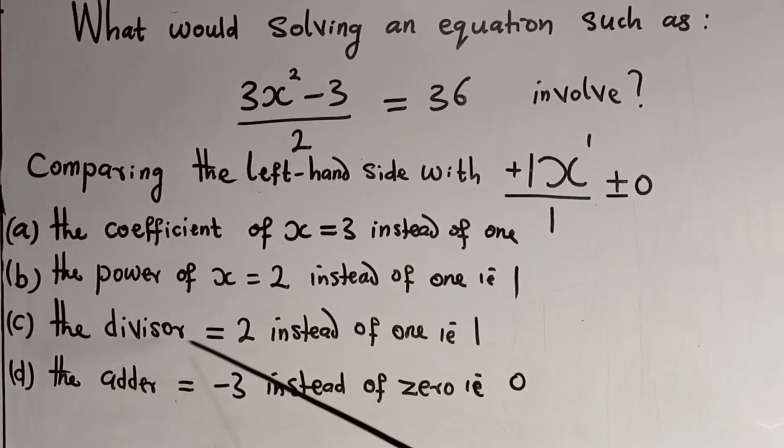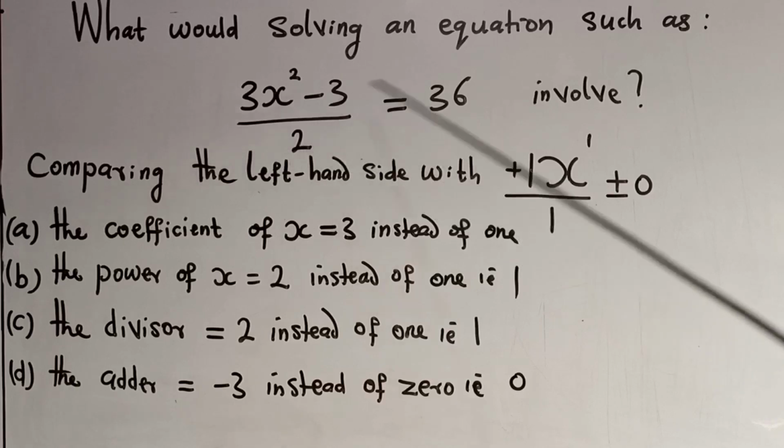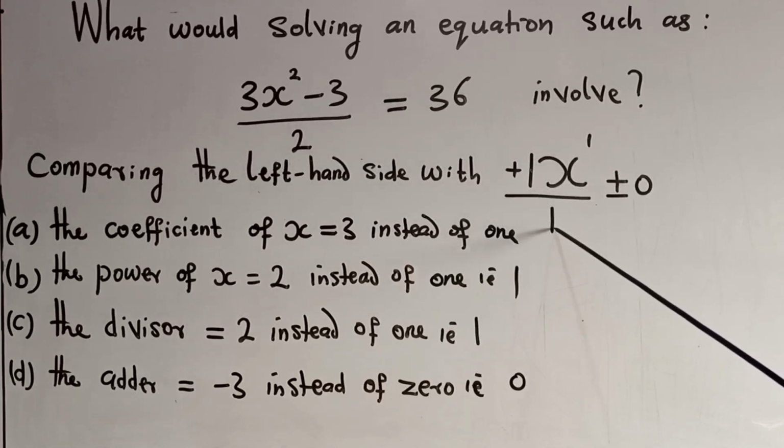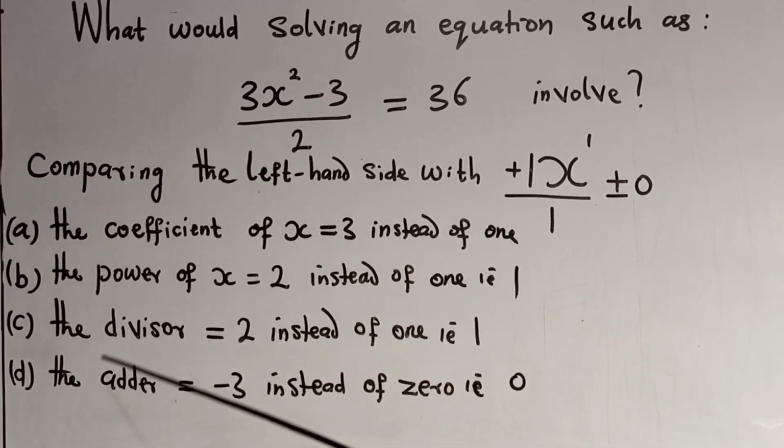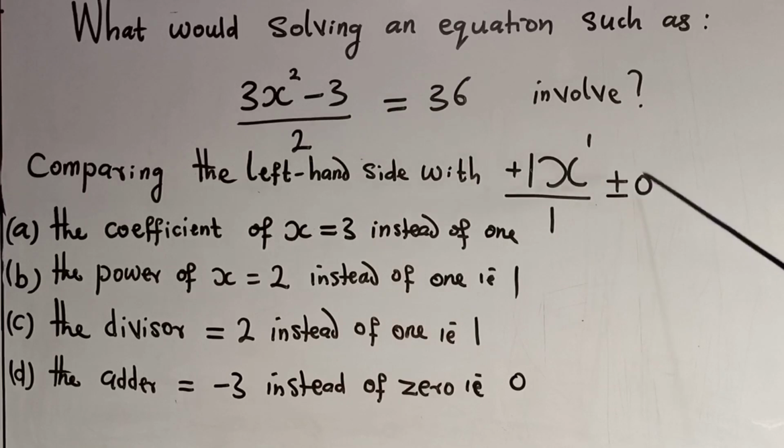Next, the divisor is 2 instead of 1. Yes, see this divisor, it is 2. Meanwhile, it should be this 1. Next is that the adder is equal to minus 3. See the adder here, minus 3. Meanwhile, it should be 0.